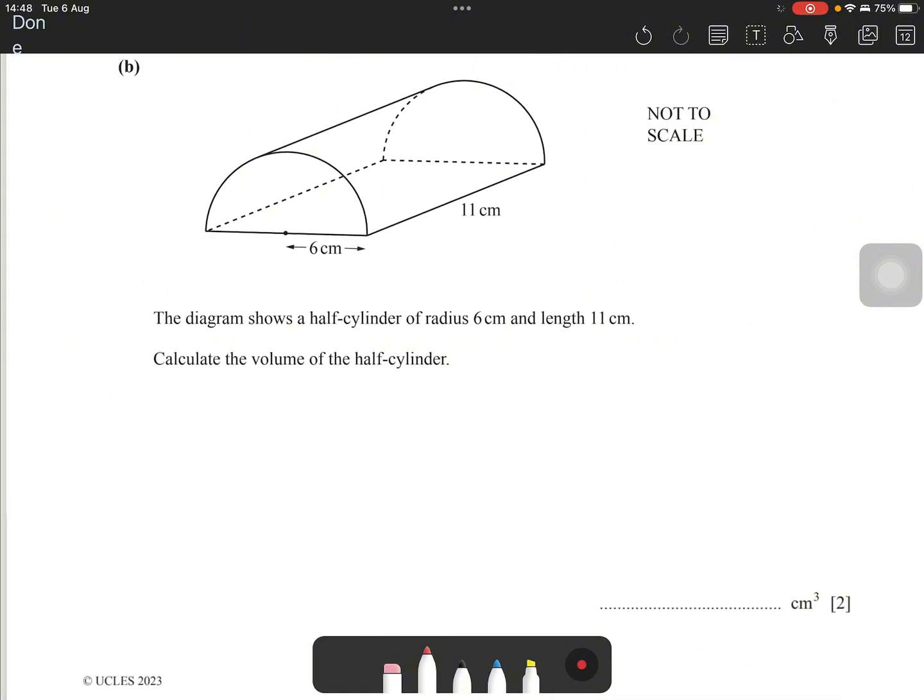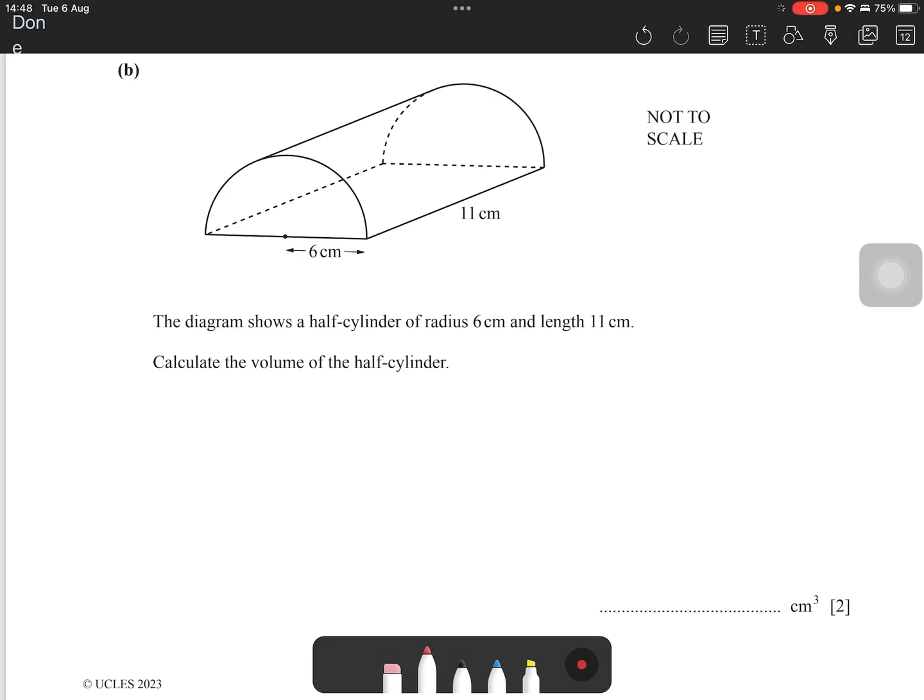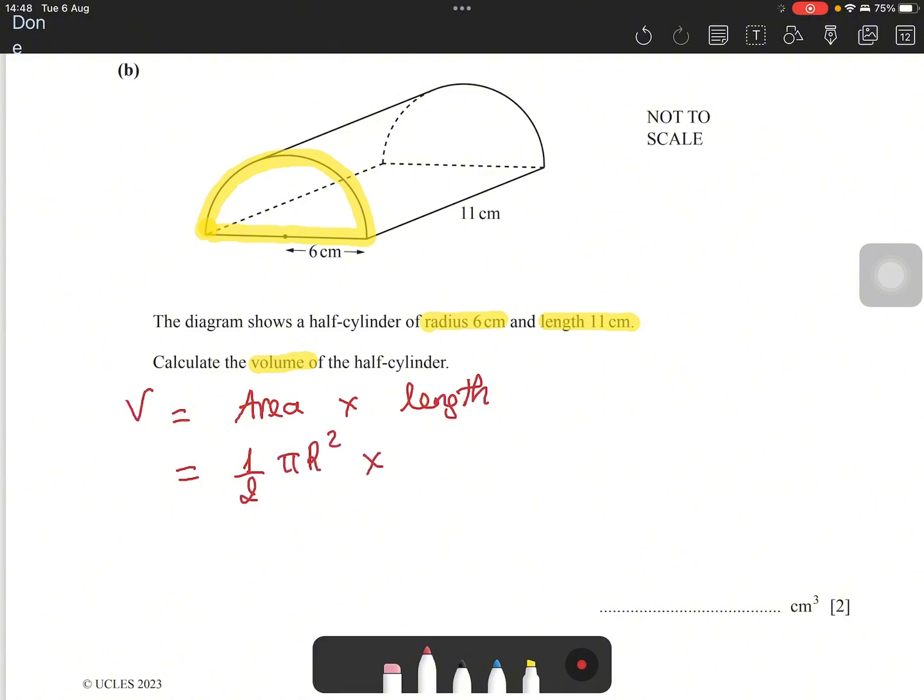B. The diagram shows a half cylinder of radius 6 centimeters and length 11 centimeters. Calculate the volume of this half cylinder. So you know that the volume of a half cylinder is equal to the area of the cross section multiplied by the length. In this case, the area of the cross section is this semicircle, and the area of the semicircle is 1/2 of pi r squared multiplied by the length.